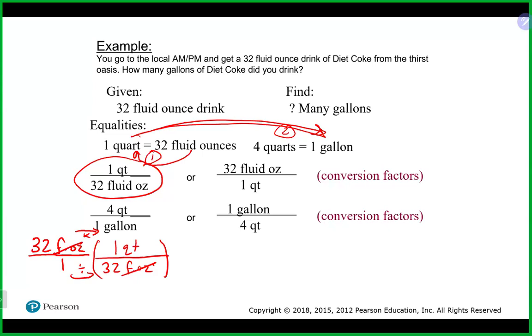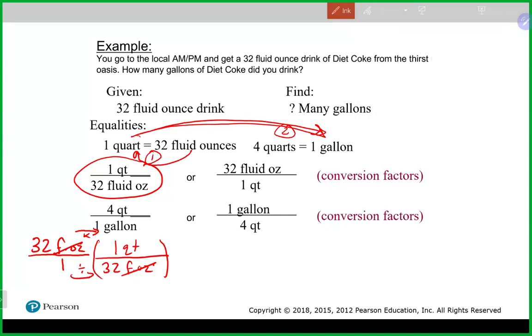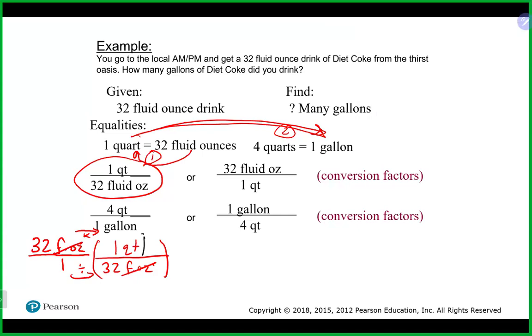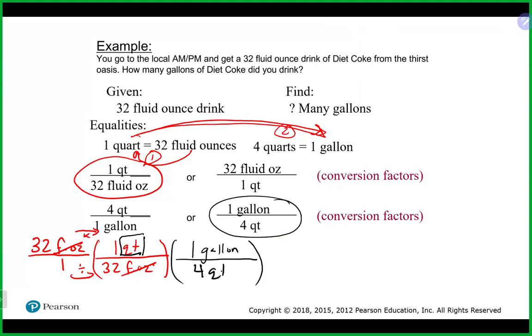Because I have it set up like this, there is hopefully no guessing happening here. I could clearly see my quarts are on top. So once again, opposites cancel. To get rid of it, I need the conversion where quarts are on the bottom. In this case, it would be the one here on the right, and we're going to go with 1 gallon is 4 quarts.